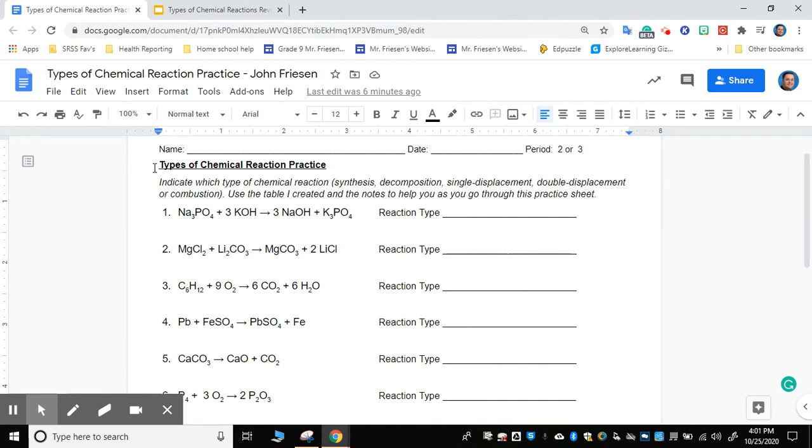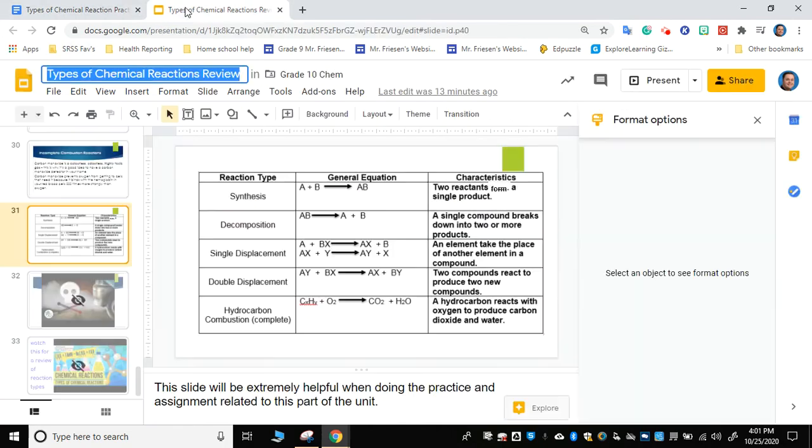And I want you to use the table I've created and the notes to help you as you go through this practice sheet. You should have this projected on the screen if you're in class. If you're not in class and you're working this at home, pull this up, take a screenshot of it, do whatever you need to. It's in the notes section, and it will be there to help you.